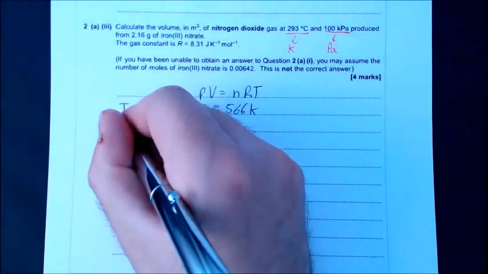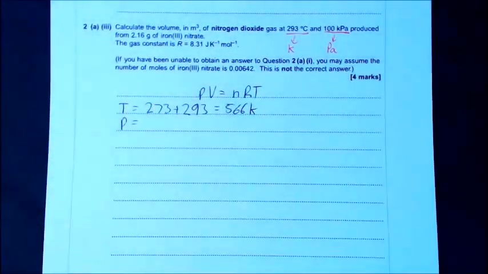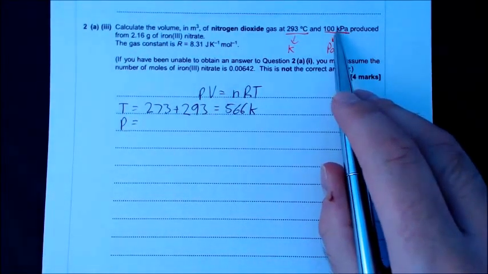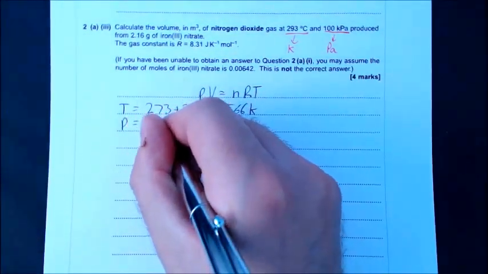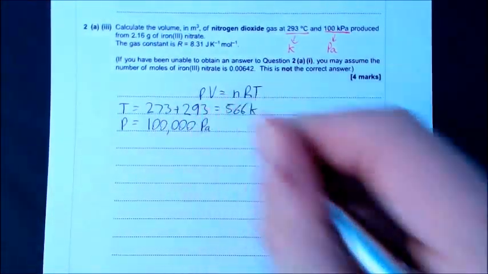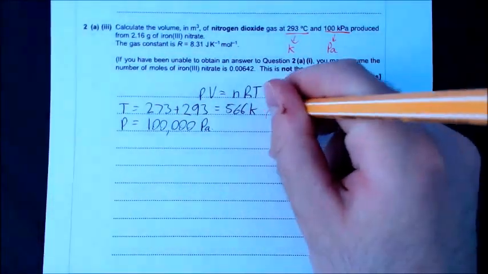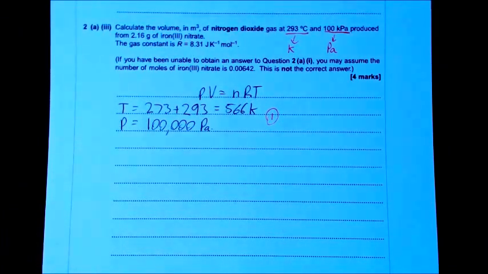Okay, so that's that one sorted. The pressure is the other one, that's the P bit. Now pressure is in pascals. They've given it to us in kilopascals. The k bit means 1,000. So that means our pressure has to be 100,000 pascals. That's really, really important, and actually you get a mark for that just for converting them. So that's really important that you do that first.